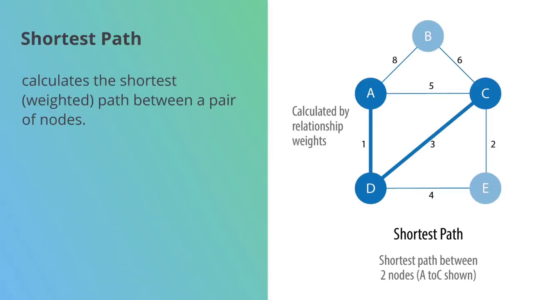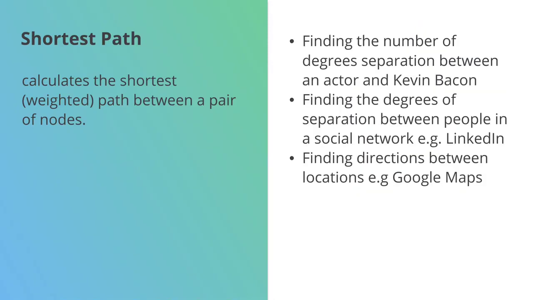So let's start with the shortest path. The idea with this one is that we're trying to find the shortest path between a pair of nodes, and that can either be a weighted or unweighted path. An unweighted path would be the shortest in terms of number of hops, or number of relationships between the pairs of nodes, and a weighted one would mean we're trying to find the minimum cost. By looking at the weights on each relationship, we try and find the minimum cost path between the nodes. So this is quite a commonly known algorithm.